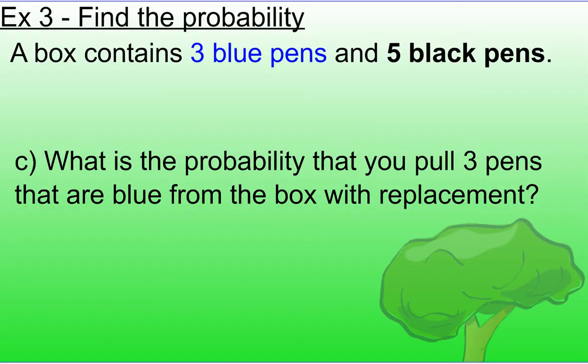Letter C, I'd like you to do on your own. It asks, what is the probability? Now here, it's just the 3 blue pens, 5 black pens. What is the probability you pull 3 pens that are blue from the box with replacement? Go ahead, pause the video right now, do that problem on your own. When you're ready to continue, hit play, and we'll go through it together.